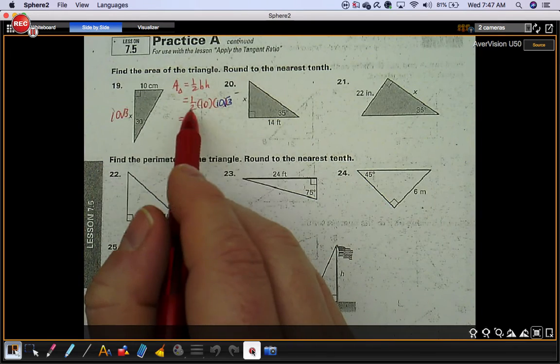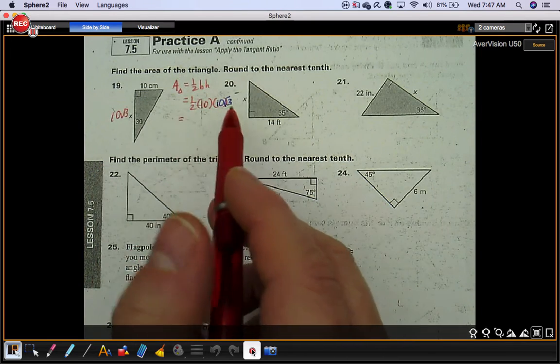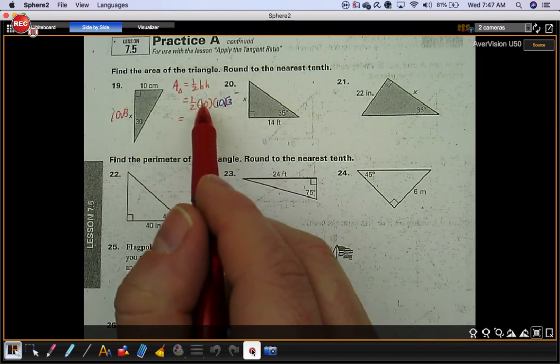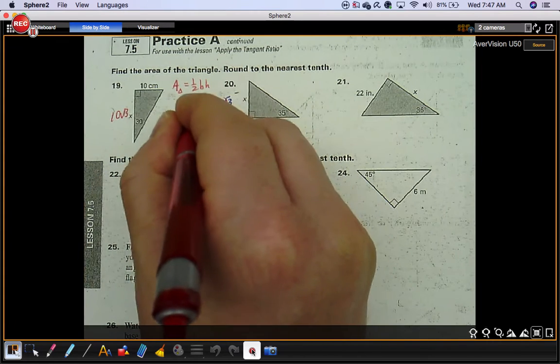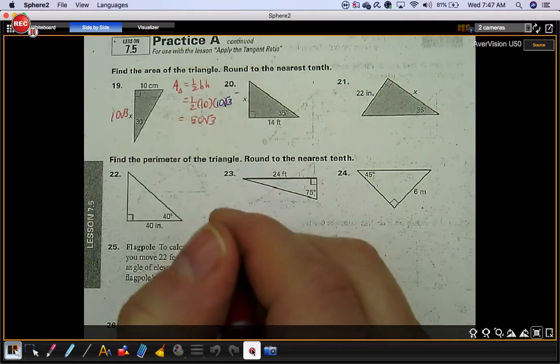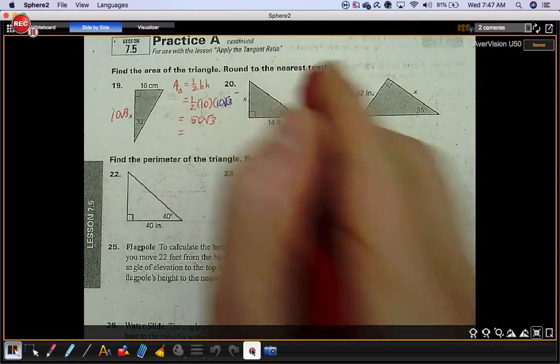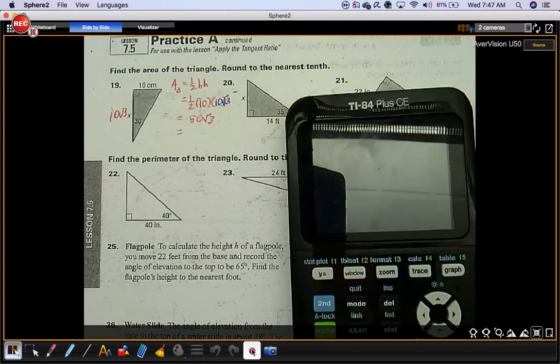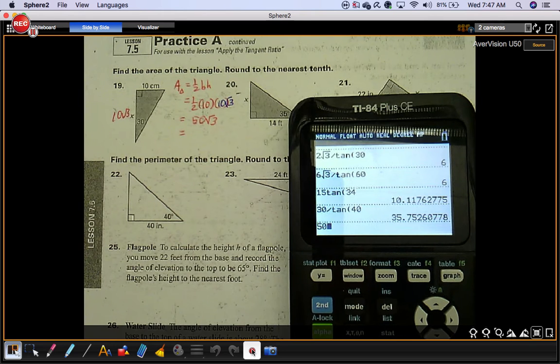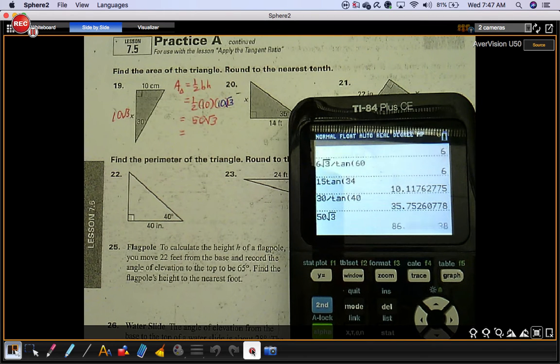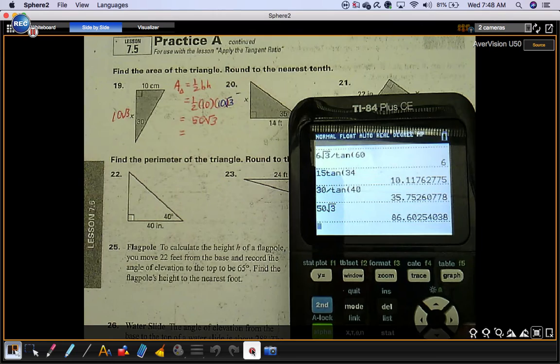Now, again, I don't need to type this in the calculator. I know how to do this. Half of 10 is 5. 5 times 10 is 50. So this is really 50 square root of 3. But they said round to the nearest tenth. Now remember, I'm going to do hundredth anyway. So 50 square root of 3 gives you 86.60.